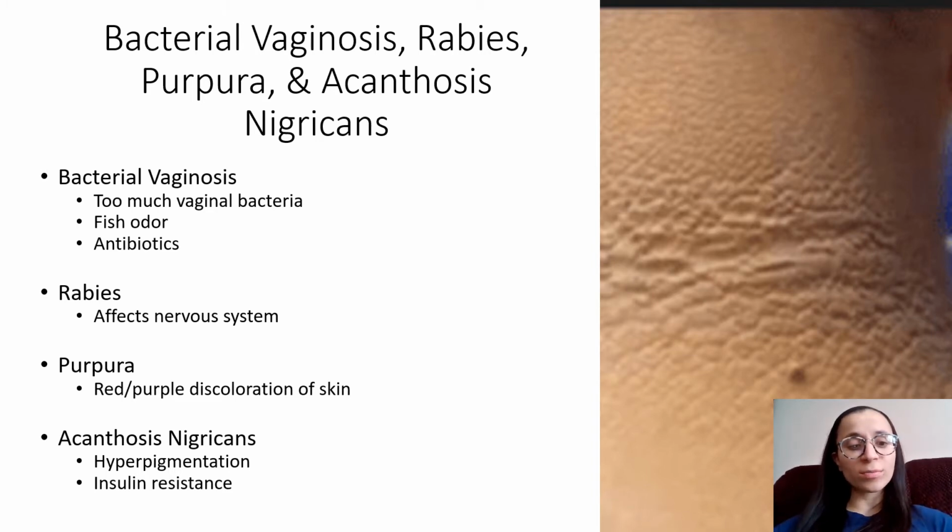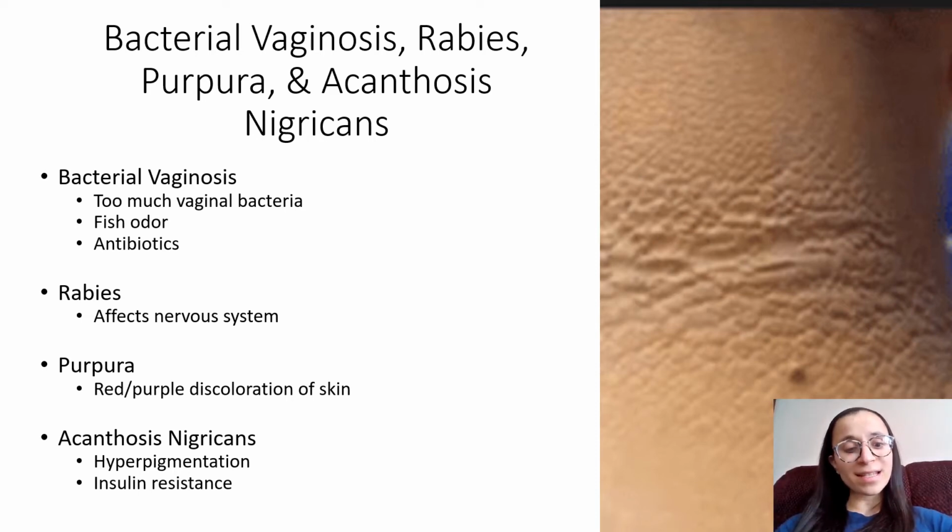The next one is purpura, however you pronounce that. So basically that's a red purple discoloration that does not blanch with pressure. So if you push it down, it won't get lighter in color. Basically it's symbolizing that there's bleeding underneath the skin.